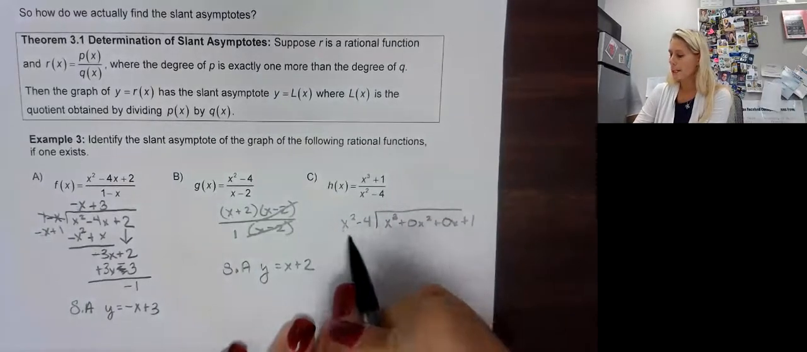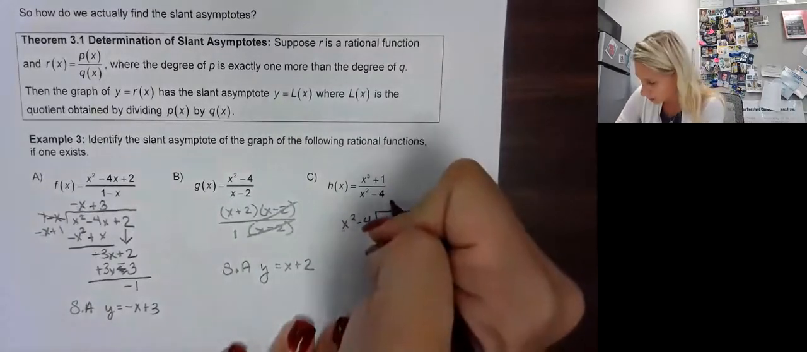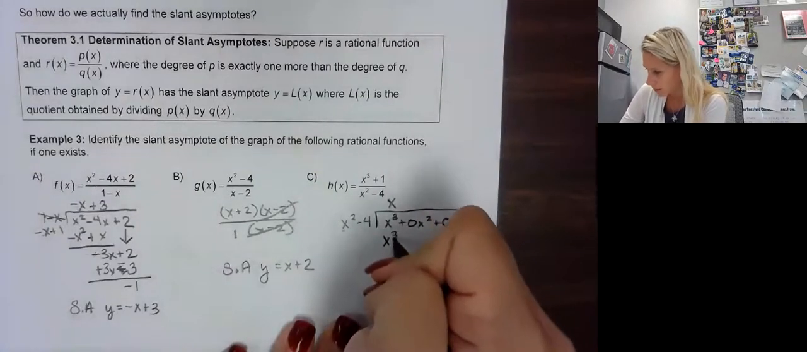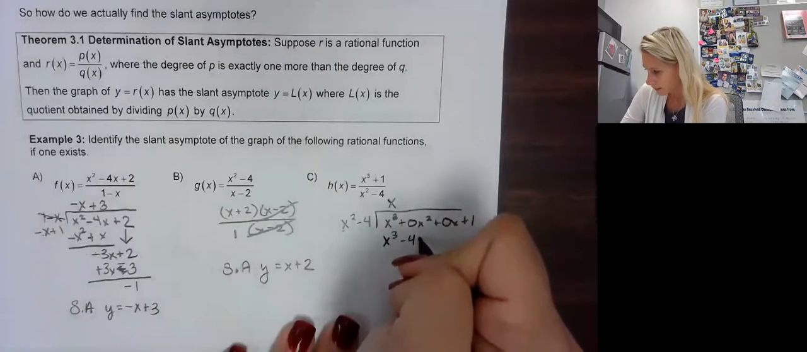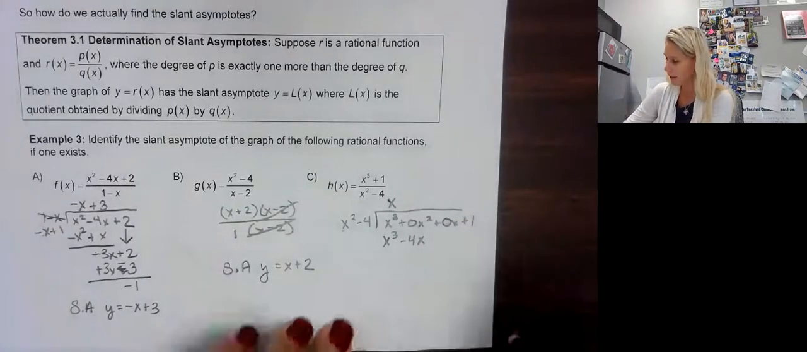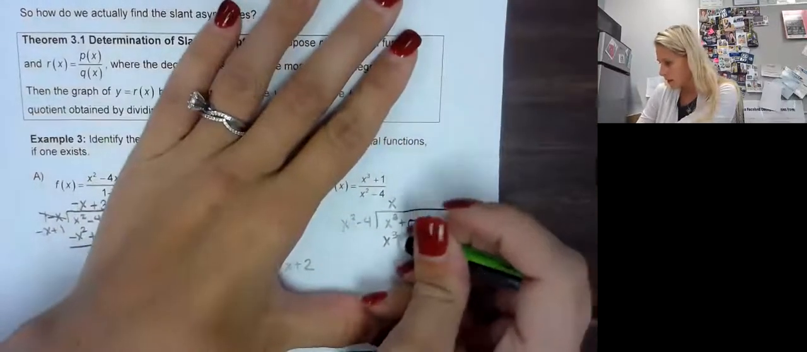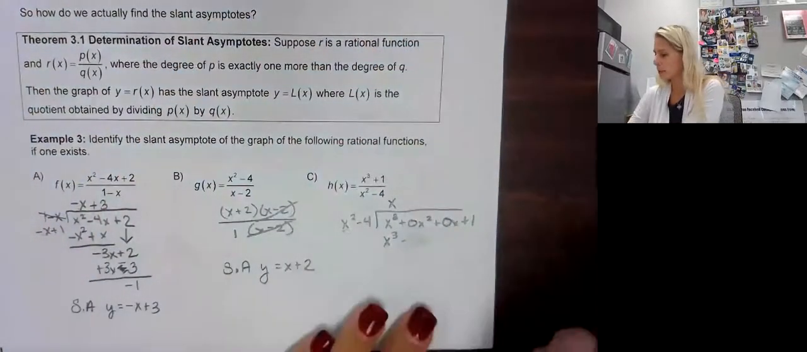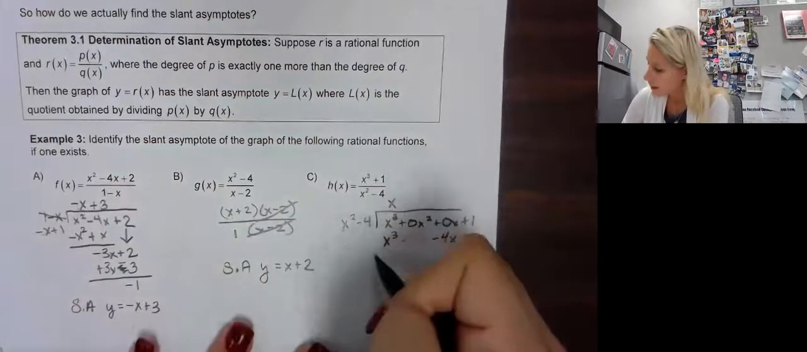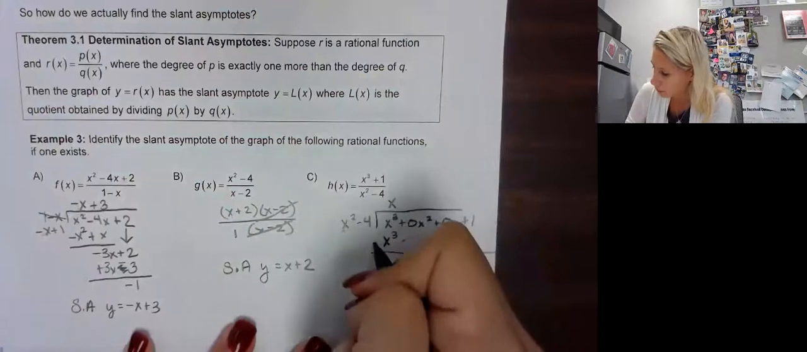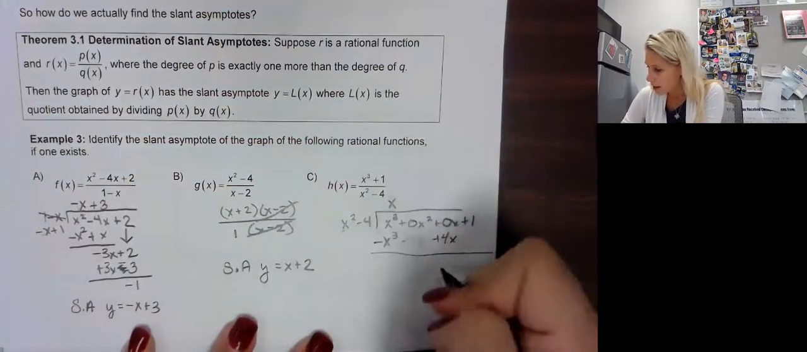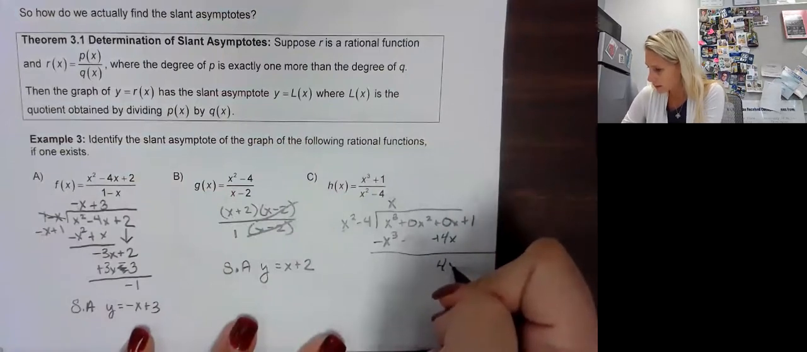What do you multiply x squared by to get to x cubed? We multiply by x. Then we multiply x cubed minus 4x. Oh, and that actually goes over here, right? That one was missing. Minus 4x. Okay. Now, subtract straight down or add the opposites. So you get 0, 0, and then 4x.